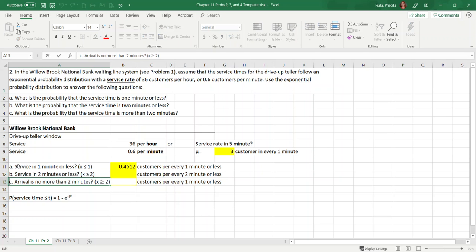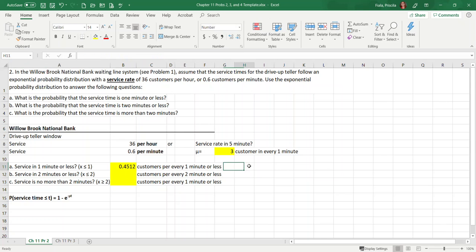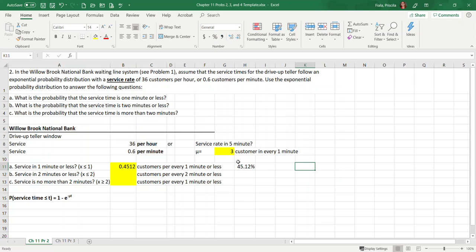Okay. And one more, and then here. Okay. So we have the answer right here. The probability of service in 1 minute or less is 45.12, which is 45%. Let's go ahead and do equals this value, and let's put it in a percentage. And if you want to put a couple more digits, there we go. Let me just go ahead and format right here the same for the next one.